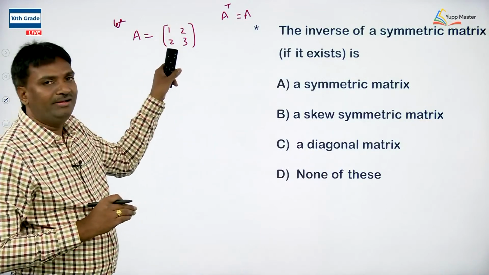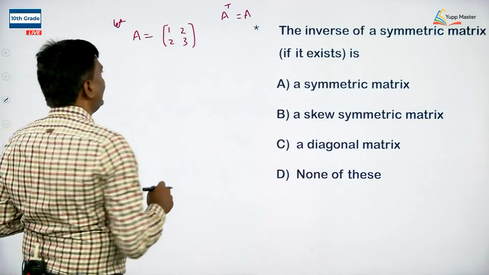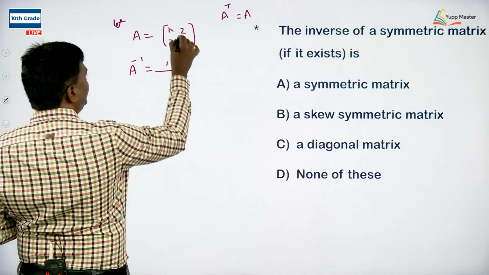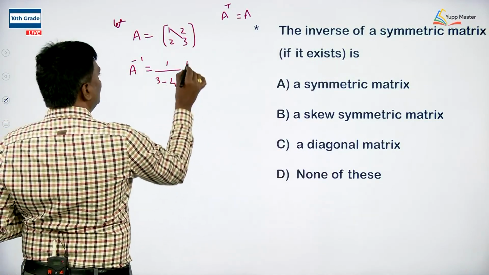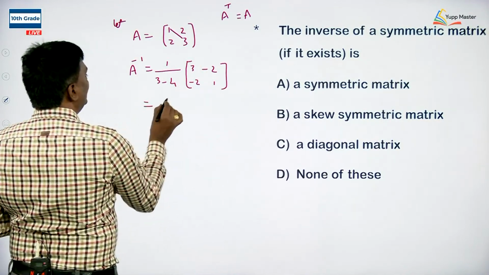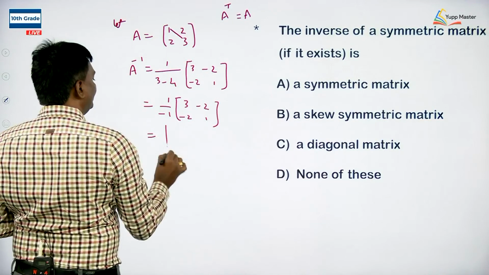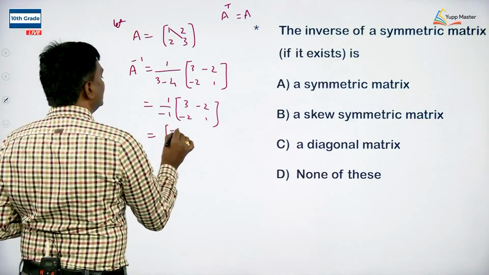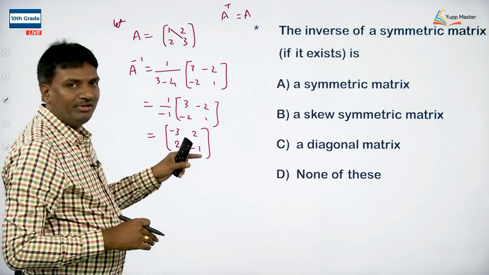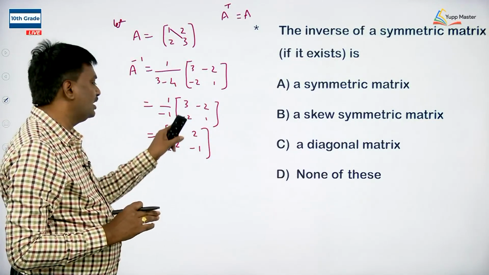By finding the transpose of this matrix, we again get the same matrix, that is why this is a symmetric matrix. Now let us find the inverse of this matrix. This is a 2 cross 2 matrix, we know the inverse is 1 by AD minus BC, times the matrix with D and A swapped and B and C negated. Here AD minus BC is 3 minus 4, which is minus 1. So 1 by minus 1 is minus 1, giving the matrix [minus 3, 2; 2, minus 1]. If we find the transpose of this matrix, we get minus 3, 2, 2, minus 1, where the first column is minus 3, 2.